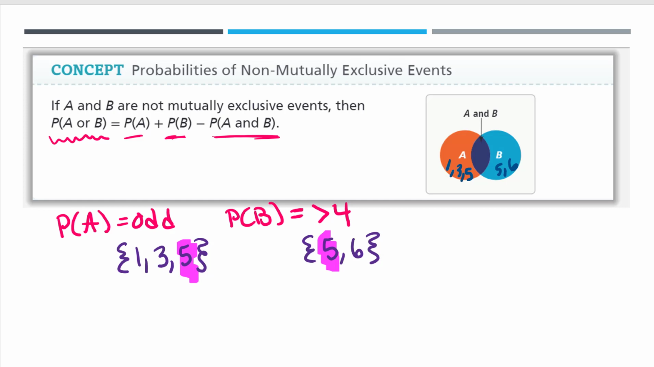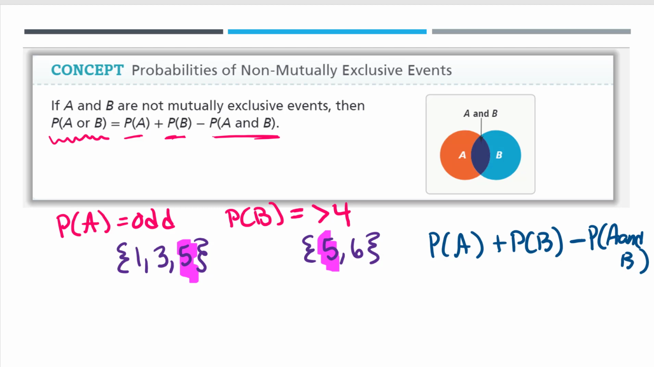Now here's the problem, and so I'm going to fix this in a second. By having the 5 in A and in B, we've actually counted that outcome twice. So what we do is we take that probability of A, we add the probability of B, so we've counted that number 5 twice, but then we subtract the probability of A and B. So the reason that we subtract the probability of A and B is to avoid our double counting of an outcome. So I'm going to change what this looks like in our Venn diagram.